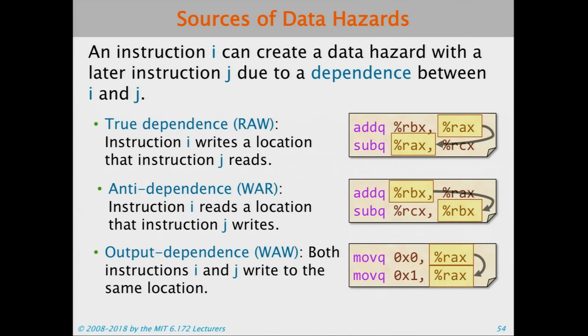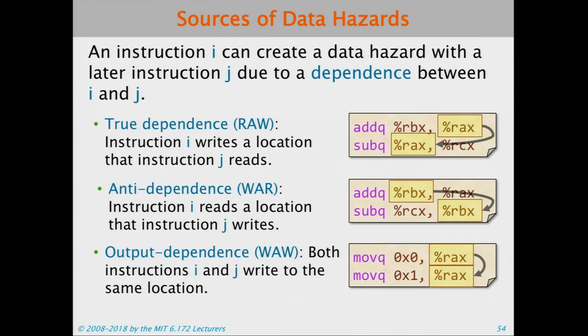So an instruction I can create a data hazard due to a dependence between I and j. The first type is called a true dependence, or a read after write dependence. This is where, as in this example, I'm adding something and storing into RAX, and the next instruction wants to read from RAX. So the second instruction can't get going, or it may stall, until the result of the previous one is known.